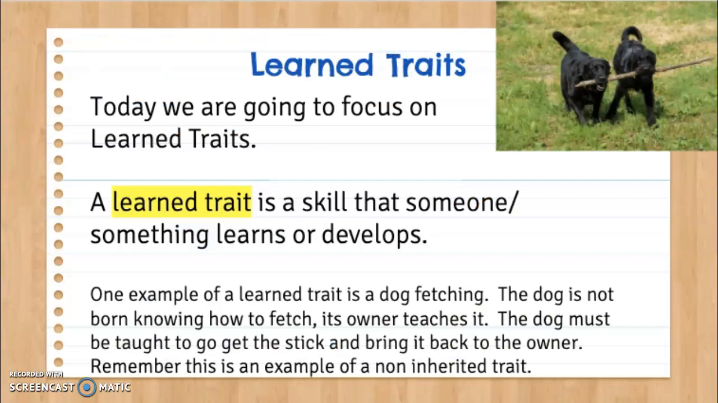Learned traits. A learned trait is a skill that someone or something learns or develops. An example we have here in the corner are the two dogs fetching the stick. The dog is not born knowing how to fetch. Its owner teaches it. The dog must be taught to go get the stick and bring it back to the owner. Remember, this is also considered an example of a non-inherited trait. The dog did not learn it from its parent. The dog did not inherit it from its parents. It had to learn.